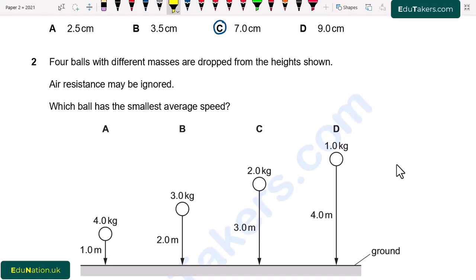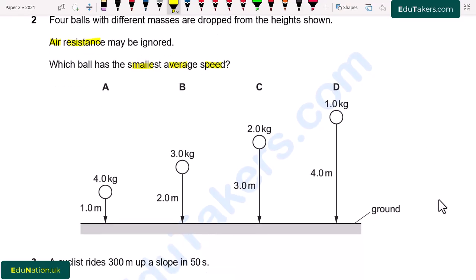4 balls with different masses are dropped from the height shown. Air resistance may be ignored. So here we ignore the air resistance. Which ball has the smallest average speed? Here are 4 balls A, B, C and D. For ball A, height is 1.0 centimeter. For ball B, height is 2.0 centimeter, for C it is 3.0 centimeter and for ball D, the height is 4.0 centimeter. When the ball hits the ground, their height is 0.